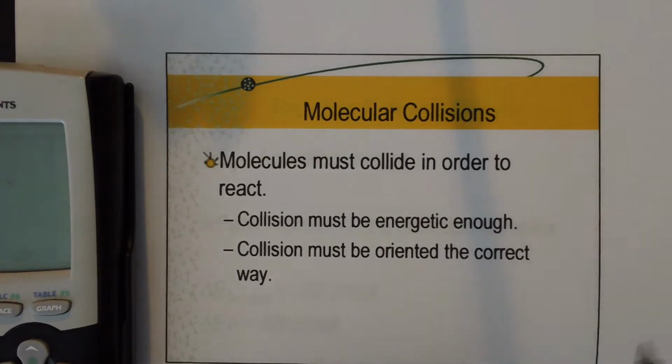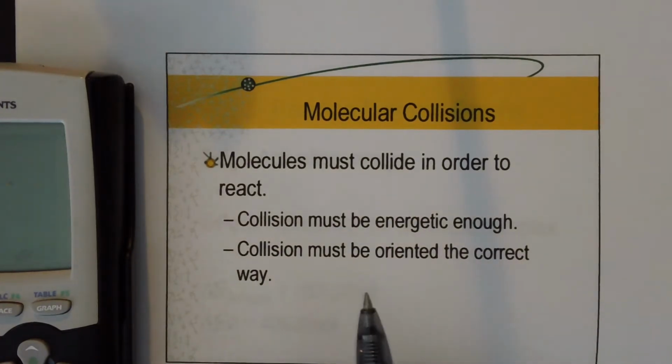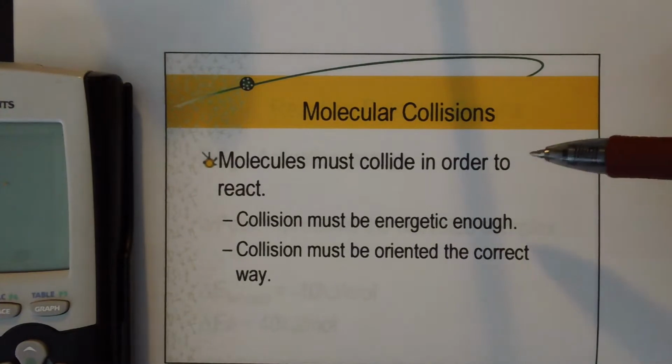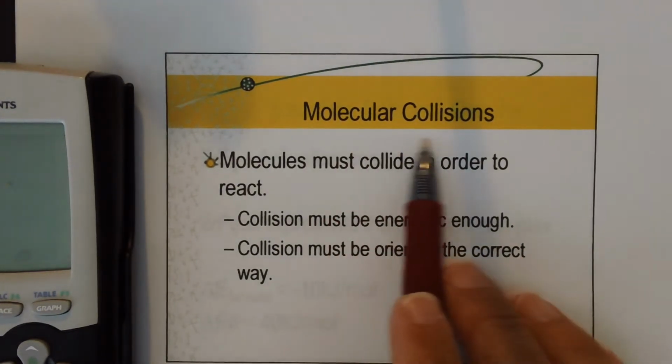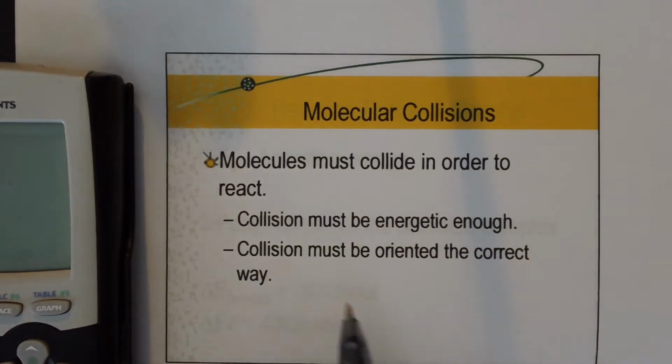Last video we talked about whether reactions are spontaneous or not using Gibbs free energy. This video is talking about how, even if a reaction is spontaneous, there are still a few factors that have to happen in order for a reaction to take place. This is called the collision theory, and there are two things that have to happen.